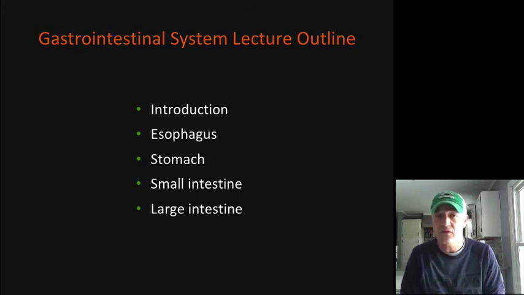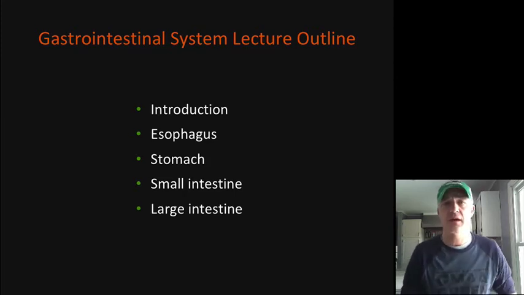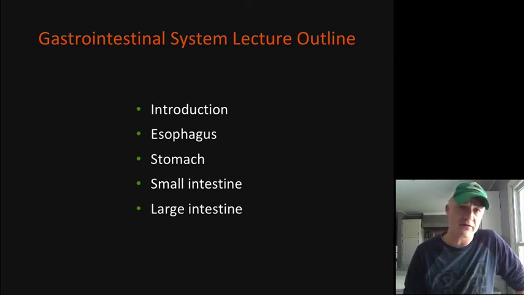So this first one, we'll do a little introduction about the layers of the actual alimentary canal, and then we'll take a look at the esophagus. After that, we'll work our way through some of the other organs in this. After that, we'll look at the accessory organs of the digestive tract in the next chapter.